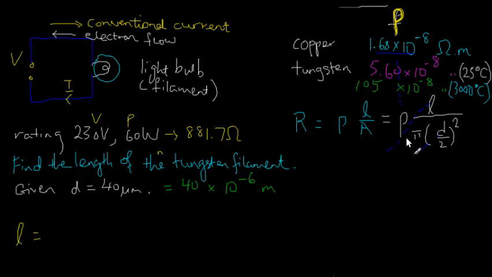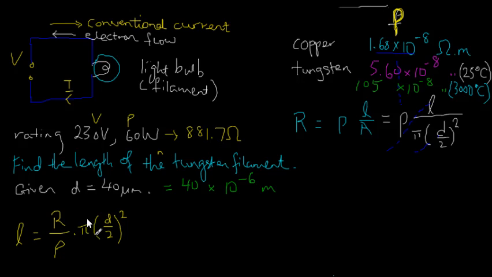L is equal to, right, I would move the denominator over to the other side. So I'll have the rho over here. So I have R over rho times rho down here times this denominator, which is the cross-sectional area of the filament. So times pi d over 2 squared, and we know all the values.